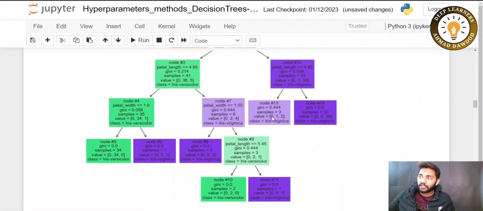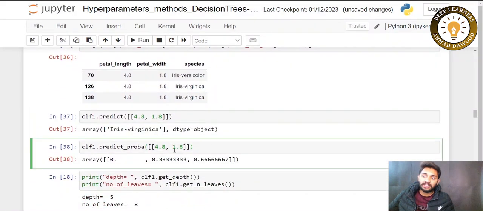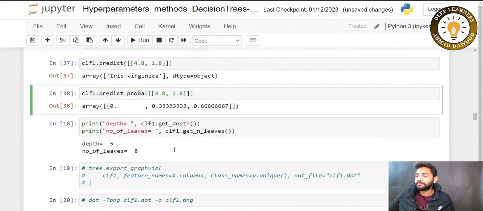Here you can see at that particular node there are values 0, 1, 2. It means there are zero samples belonging to the Setosa class, one sample belonging to Versicolor, and two samples belonging to Virginica. So when you divide 0 by 3, 1 by 3, 2 by 3, you get the probabilities. The total number of samples at this node is 3, and you divide the number of samples of each class by the total number of samples, which gives you the probability. In that way the predict_proba function calculates the probabilities in the case of a decision tree.